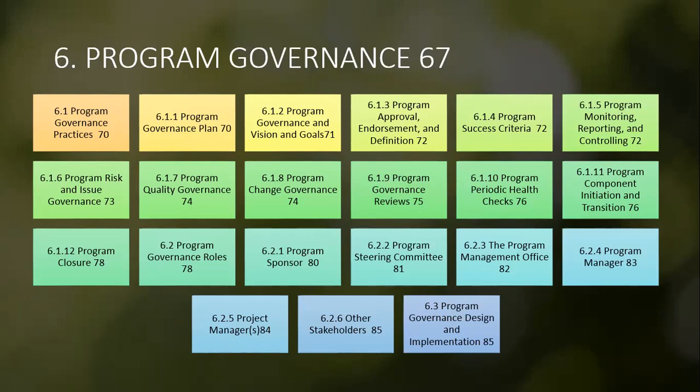And this could be a standalone document or a subsection of the program management plan. So whether you've got a standalone program governance plan or you've got it as part of your program management plan, there should be a section in your plan or standalone where you talk about this. And the purpose of it is to describe the systems and methods used to monitor.